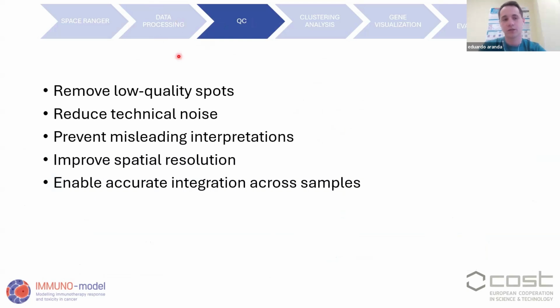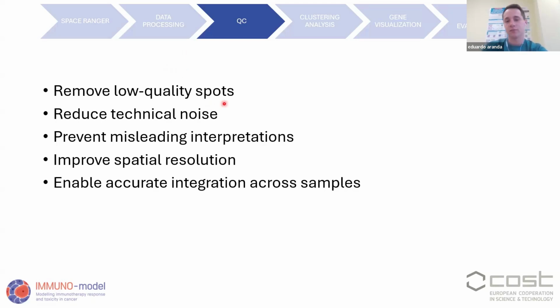Later, after starting to process the data, quality control is maybe one of the most important steps, because with this step, you can remove low quality spots. For example, there are some spots that may contain little or degraded RNA, or maybe some spots that are outside of the tissue, or a spot that is half outside and half inside of the tissue. So they may not contain a lot of RNA.